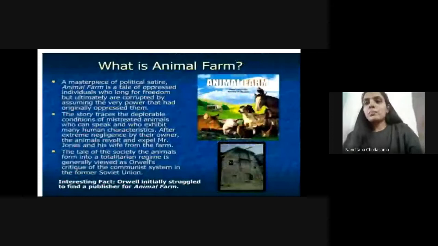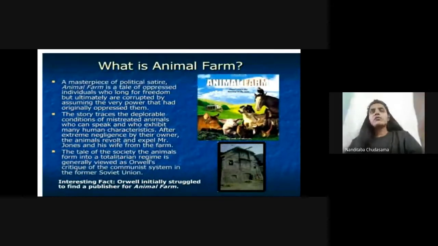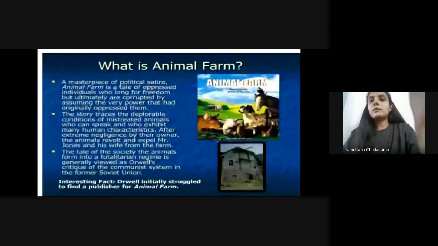As we are comparing both the novels of George Orwell, the question arises: what is Animal Farm? When we hear the word Animal Farm, we imagine something related to shepherds, sheep, goats, and all the animals. But here there is something unique and different in it. The main content of the novel is the deplorable conditions of the mistreated animals from the animal farm.